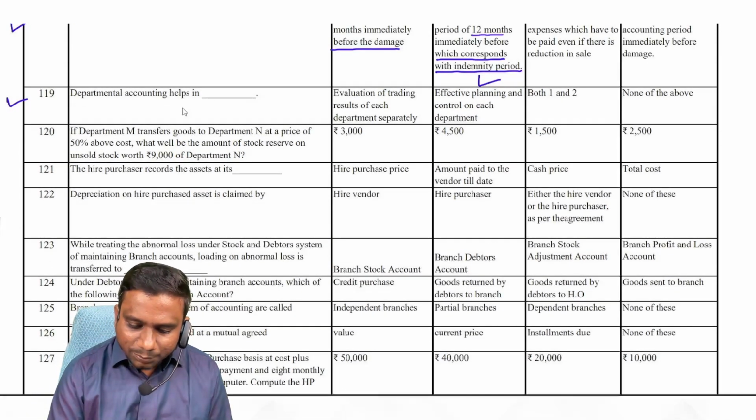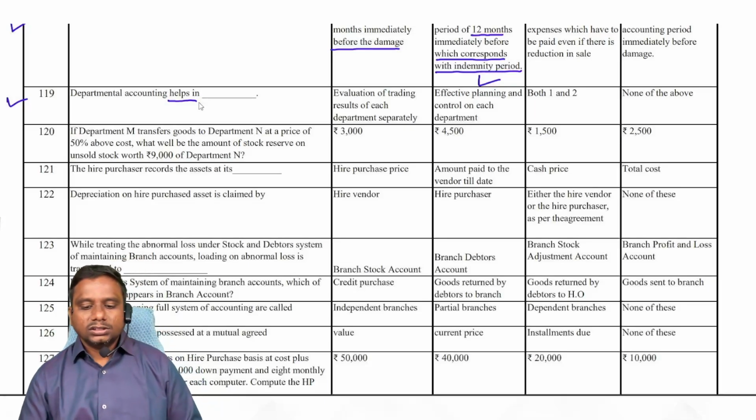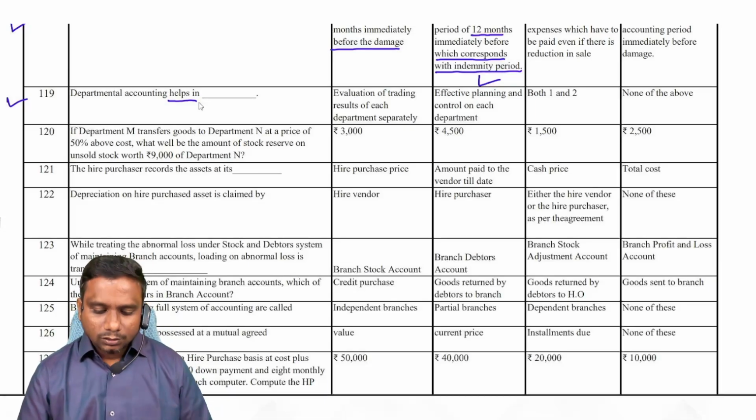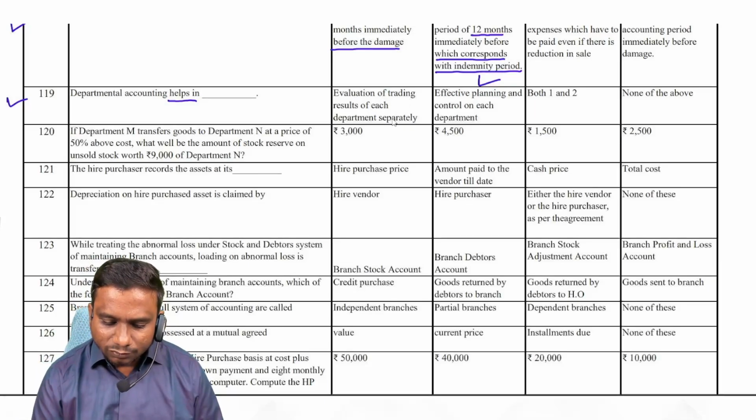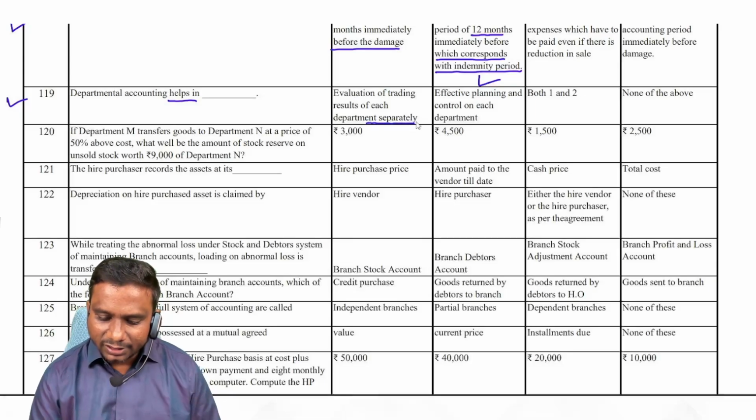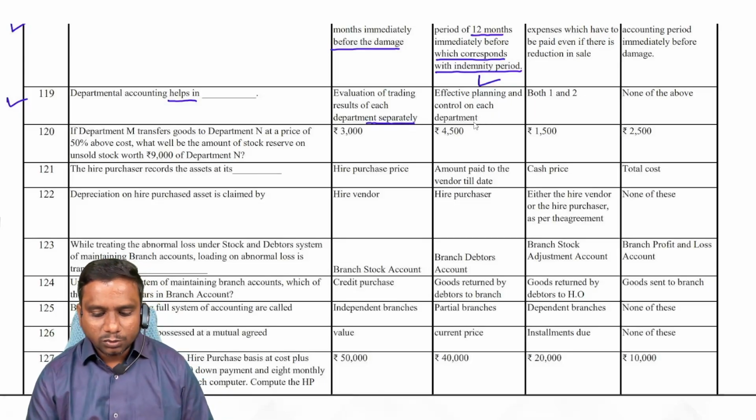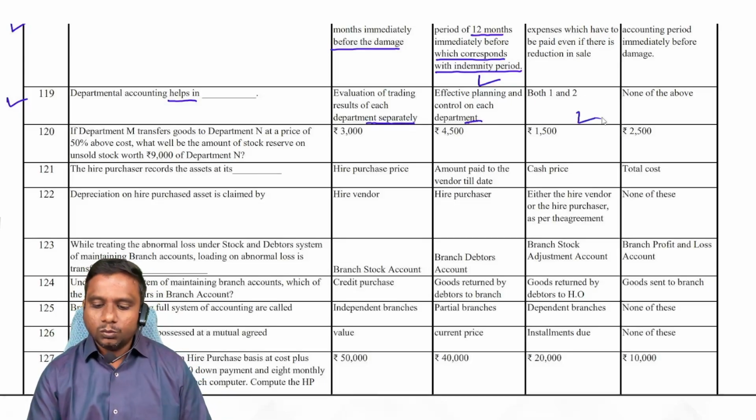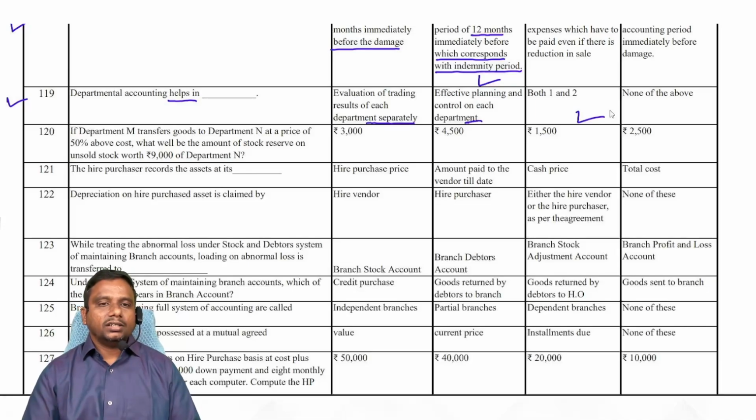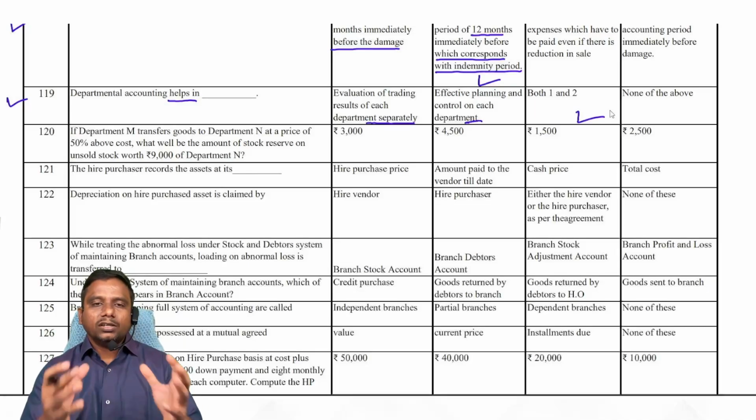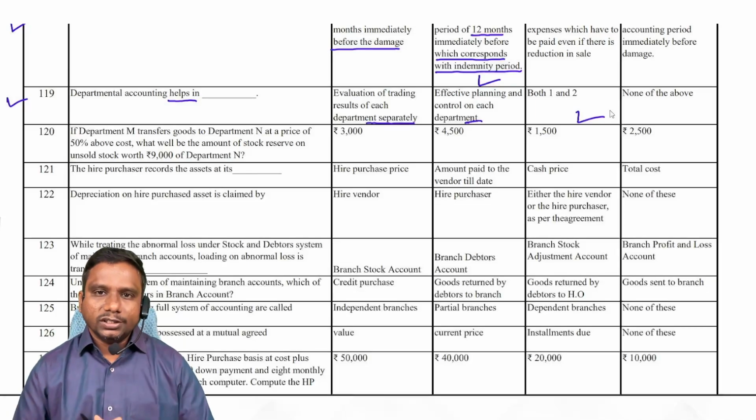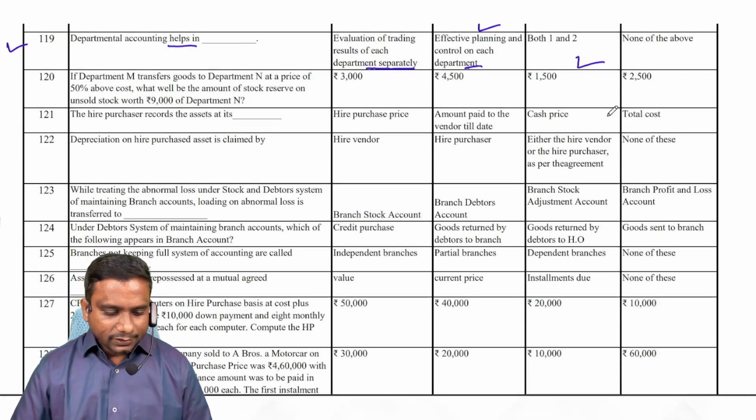Next one. Departmental accounting helps in evaluation of trading result of each department separately. Yes, correct. Effective planning and control on each department. Yes, correct. Both 1 and 2 are correct. Because departmental accounting helps us calculate profit from each department, and at the same time we plan and control each department also.